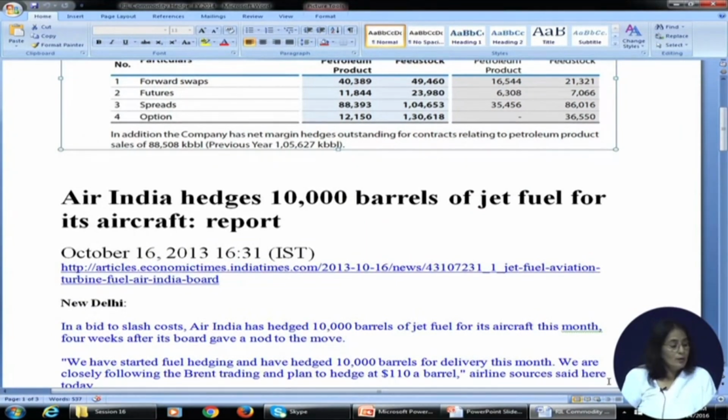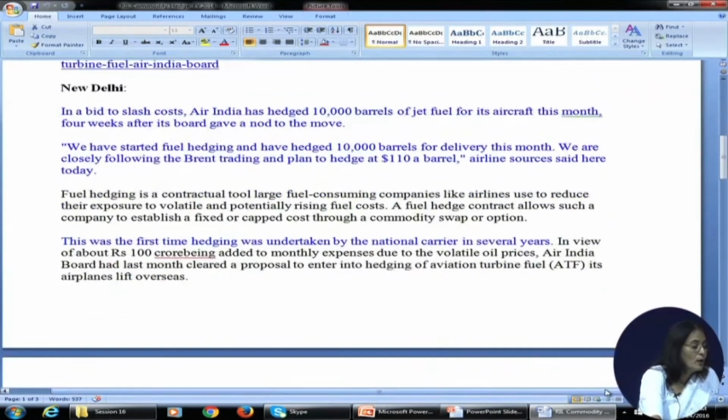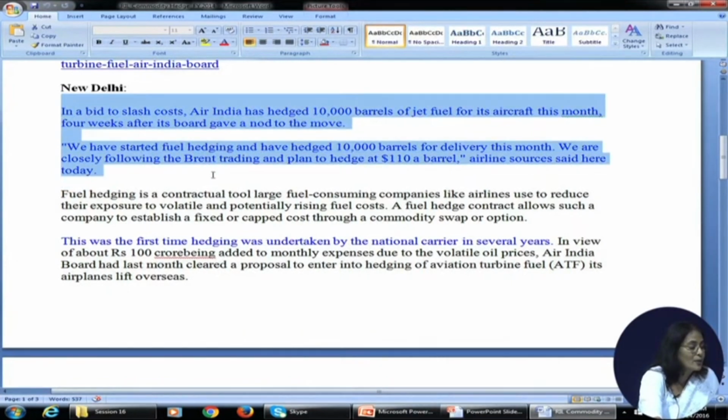As per different reports from the Press Trust of India, Air India hedged 10,000 barrels of jet fuel for its aircraft. This particular report was dated October 16, 2013. This article, though published by the Economic Times, has original information from the Press Trust of India. So I want you to spend 1 minute understanding this. Let me read this one.